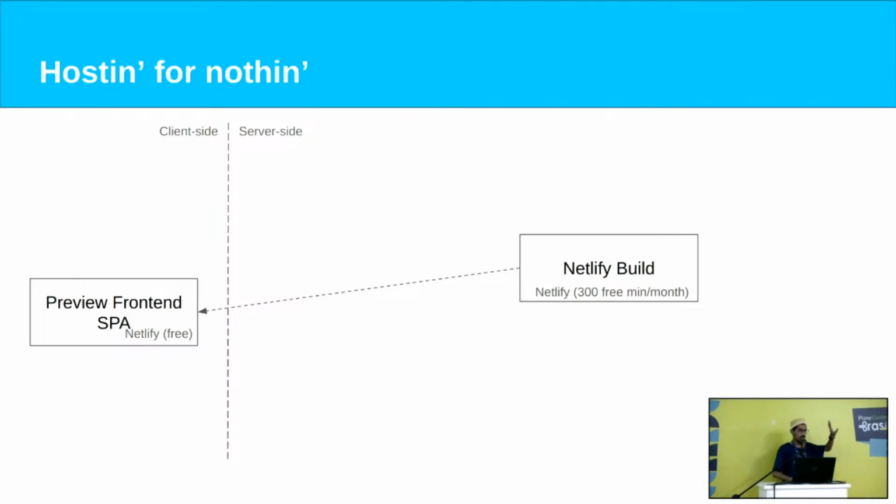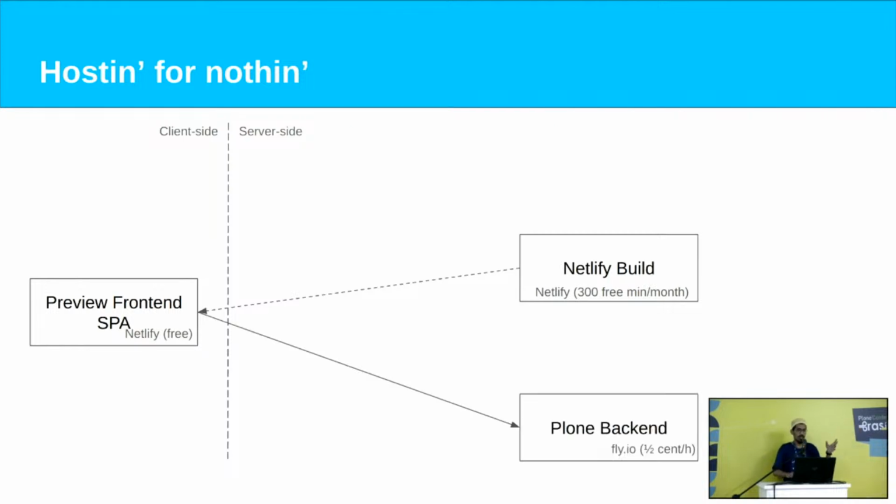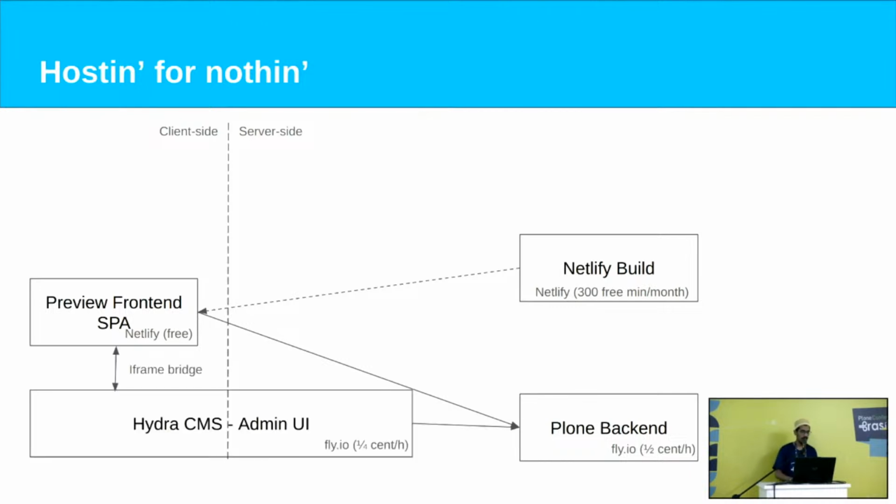So we get this, and obviously we need a Plone backend. It will cost you half a cent per hour, and we are using fly.io. Why? Again, come back in 2 minutes. So we need the Plone backend for images and all the content. Now the headless CMS comes in. What we do is, like I just showed you, we initiated a bridge. We connected the front end with this Hydra.